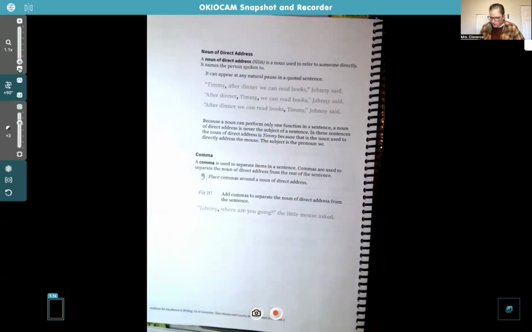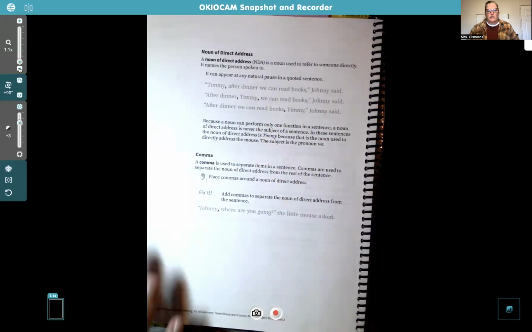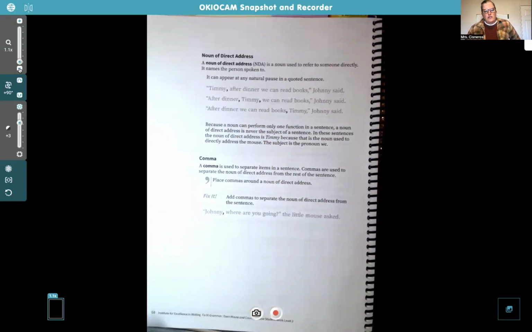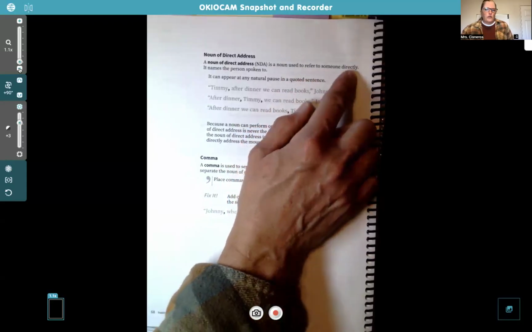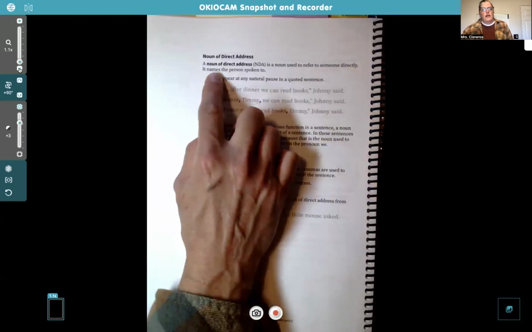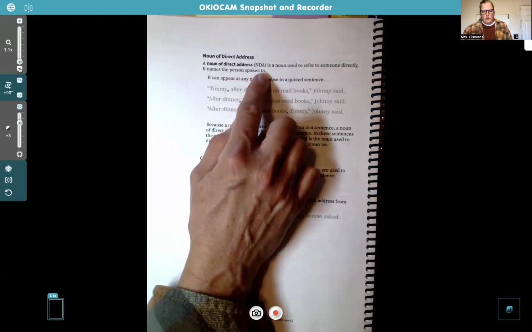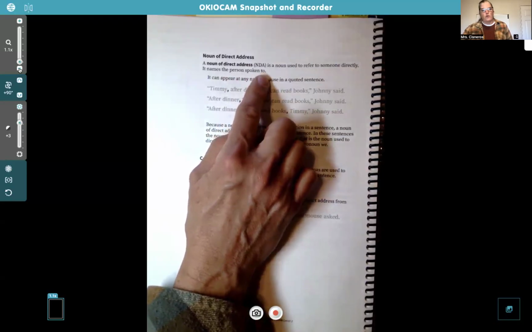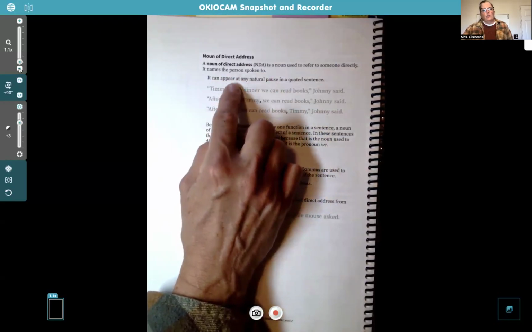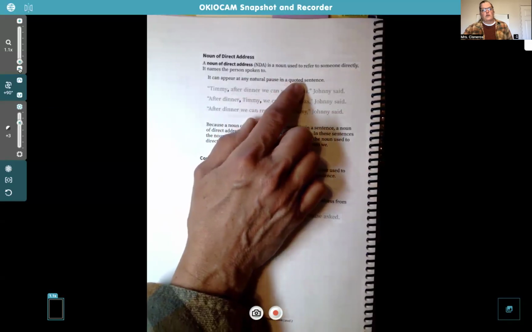This is page 68. On this page 68, we're going to talk about the noun of direct address. Okay, NDA, noun of direct address. It's a noun used to refer to someone directly. It names the person spoken to. So anytime you see a noun of direct address, it's going to be in a quote. It's going to be something someone says in a quote. And it can appear at any natural pause in a quoted sentence.